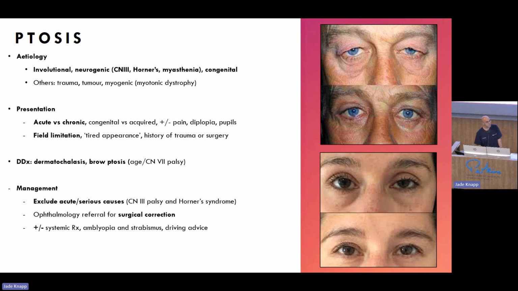They might need systemic treatment if it's a systemic condition. And then in kids, they may also need amblyopia treatment and strabismus treatment. I won't go into those now. There's lots of that in the lecture on pediatric ophthalmology, but the takeaway is don't leave a kid with a ptosis, because if it's there for long enough, they're going to lose vision in that eye.